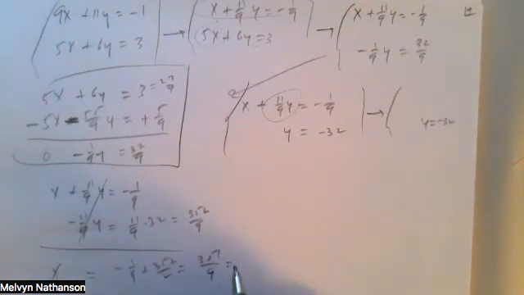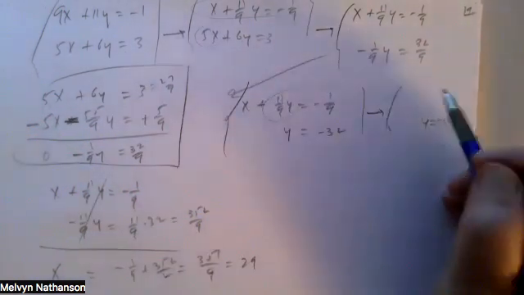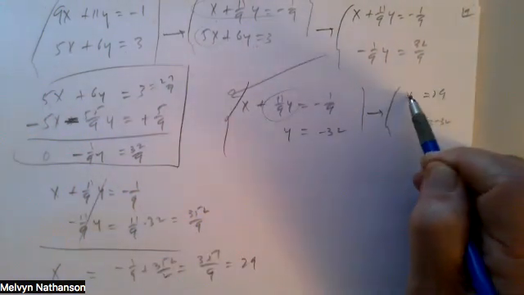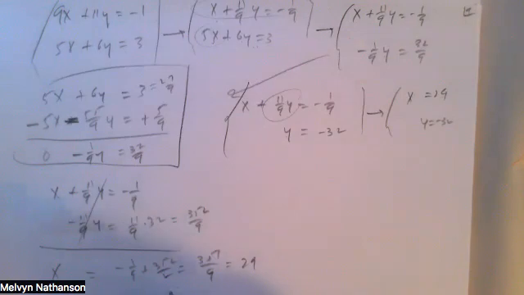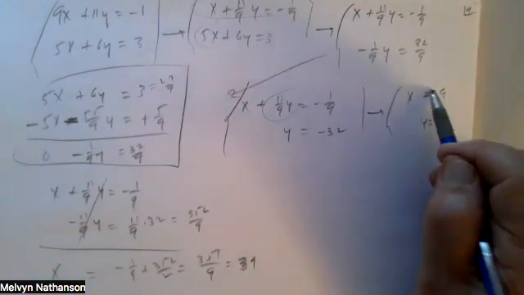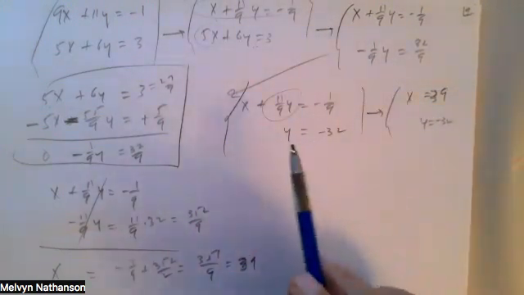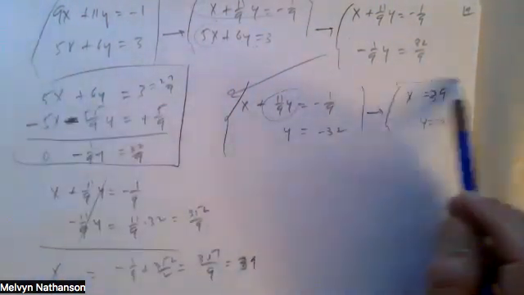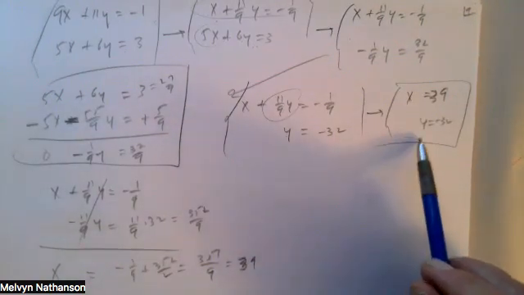And 9 goes into this exactly 39 times, I think. Is that right? 9 into 35 is 39. So this system of equations is the same as this system of equations, but this is the solution.